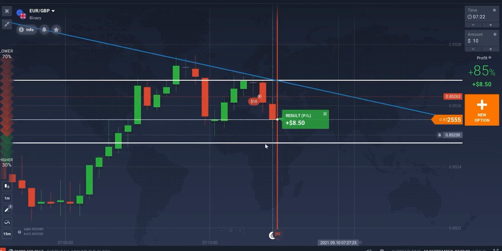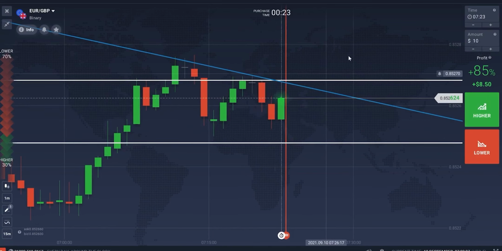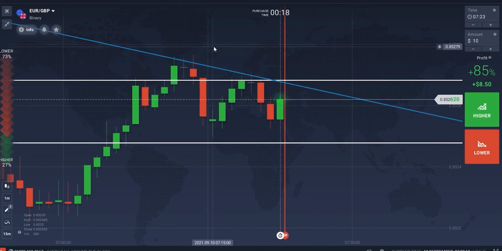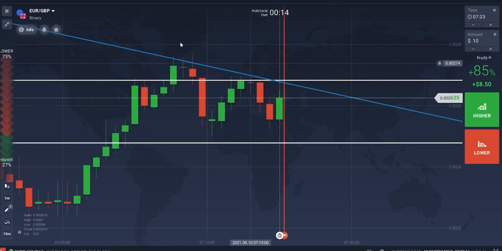Well, you saw that this trade closed with a profit. Now, I'm going to continue looking at different charts to find another suitable opportunity so I can place another trade and show you that one as well.